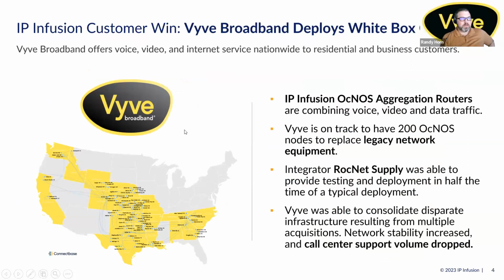Thanks, Kelly. So Vyve Broadband is a cable company that's actually comprised of 3 cable companies brought together through mergers and acquisitions, ultimately deploying IP Infusion, and I'll talk about how we got to that decision. The IP Infusion ag routers that we have in place combine voice, video, and data traffic, so they're aggregation routers for all of our services. By the end of this year, we should have around 200 OCNOS boxes deployed to replace our legacy network equipment.